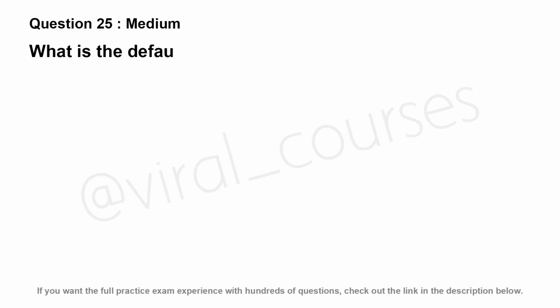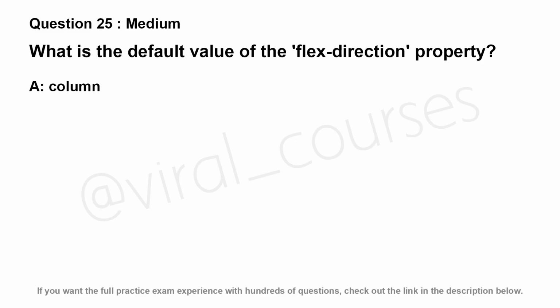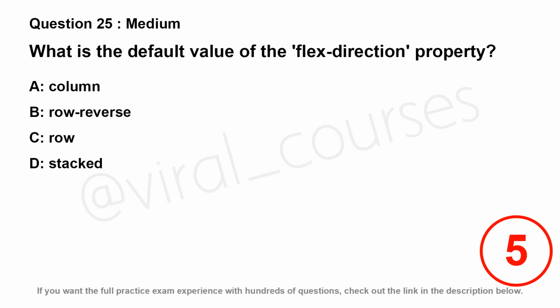What is the default value of the flex-direction property? Option A, column. Option B, row-reverse. Option C, row. Option D, stacked.